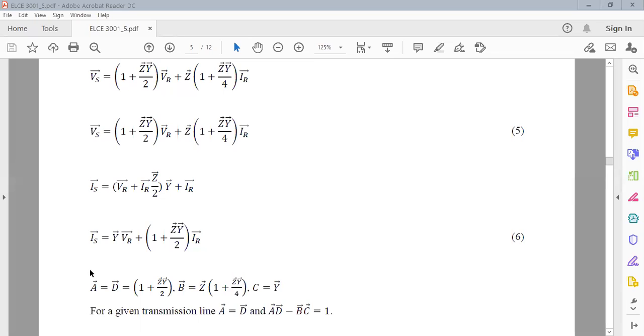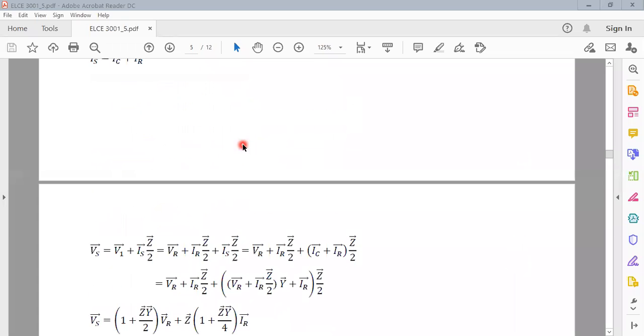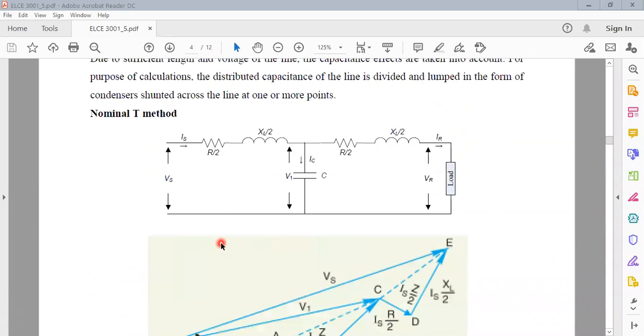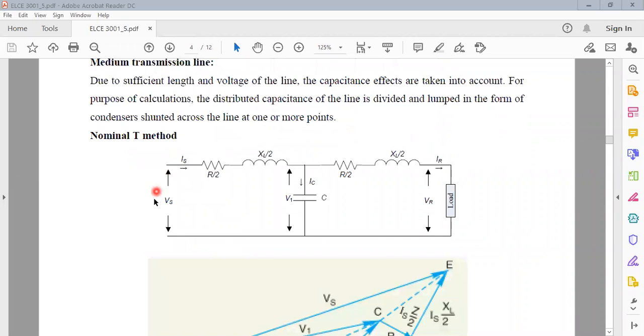Okay, let's continue. So these equations are very easy to memorize if you understand how to draw the circuit, okay?